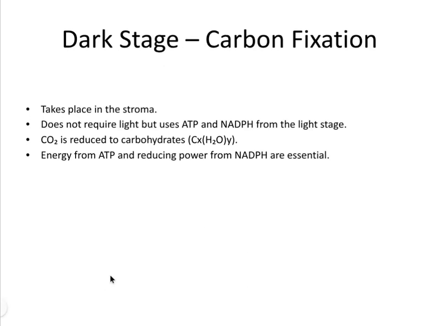Dark stage. Carbon fixation takes place in the stroma. It does not require light but uses ATP and NADPH from the light stage. CO2 is reduced to carbohydrates. The chemical formula of a carbohydrate is Cx(H2O)y. Energy from ATP and reducing power from NADPH are essential for carbon fixation in the dark stage.